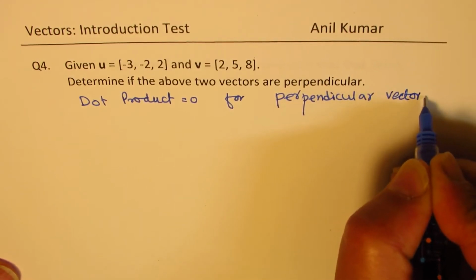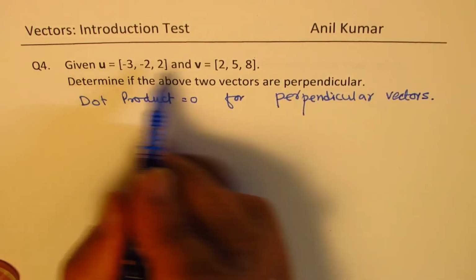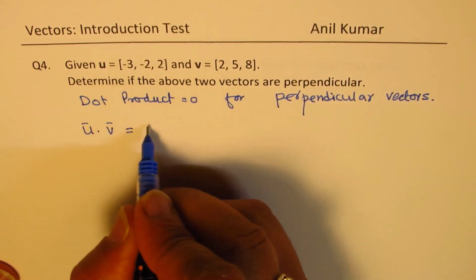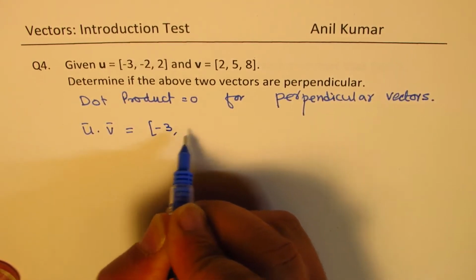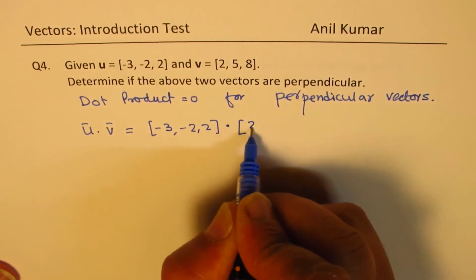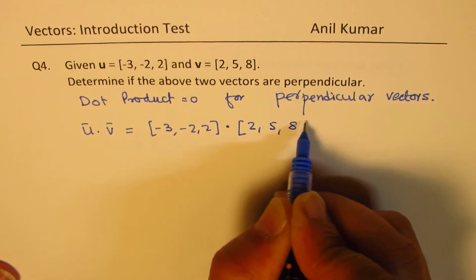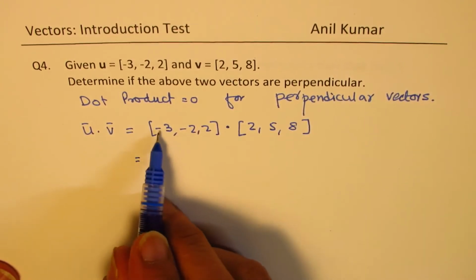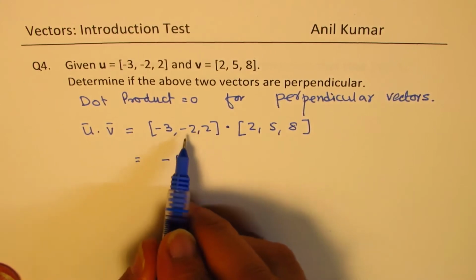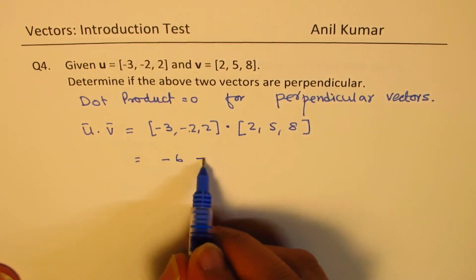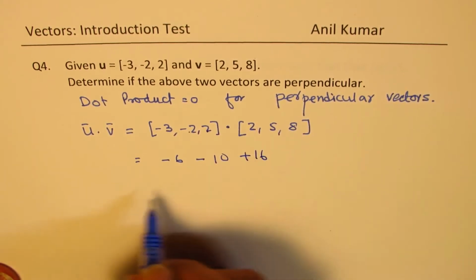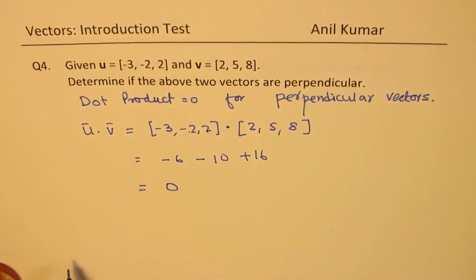So that is the concept. So let's find the dot product. Let's find what u dot v equals. So we have here (-3, -2, 2) dot (2, 5, 8). So that gives you -3 times 2, which is -6. When you multiply these two, you get -10. And when you multiply 2 and 8, 16. Plus, and that is indeed equal to 0.